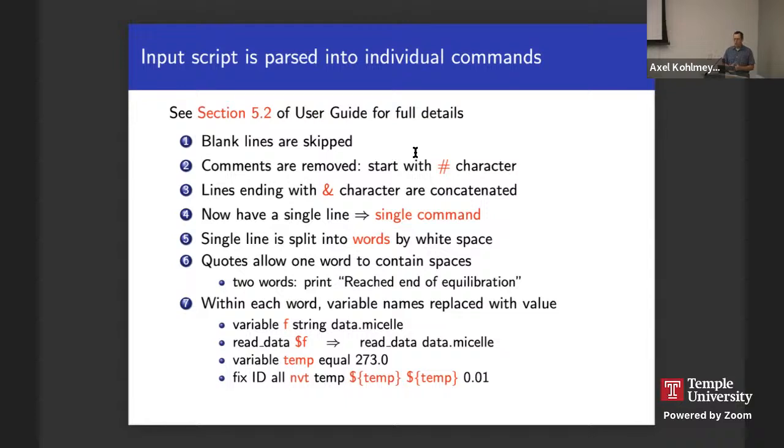Within each word, you can also have variables. The variable name will be replaced with its value later on in your input script. So you can define a variable f as a string, data.myself, so that's a file name, and then you use that in a read_data command. Then it will do this substitution, and it will be like a read_data data.myself command. You can also define variables as numbers, and then use those in other commands like fix nvt. The first word is always the command name, and all other words after that are the arguments.